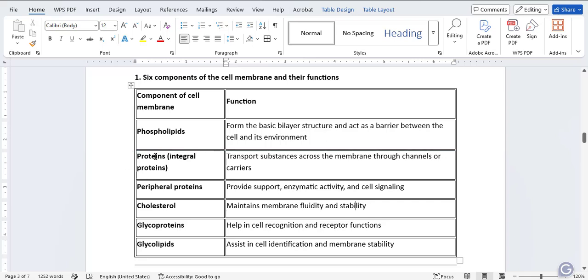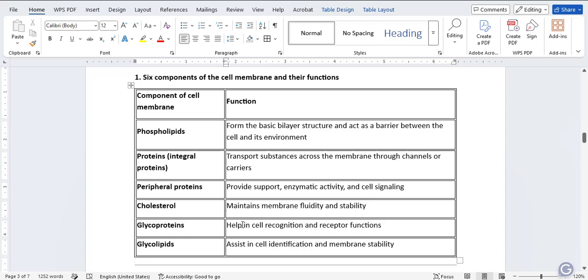Then we have proteins. One of them being integral proteins. What does it do? It transports substances across the membrane through channels or carriers. Then we have peripheral proteins, those on the surfaces of the membranes, which provide support, enzymatic activity, and cell signaling. Cholesterol maintains membrane fluidity and stability. Glycoproteins are involved in cell recognition and receptor function.